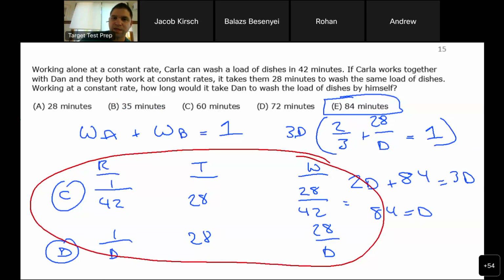And for Carla, when it says she can load dishes in 42 minutes, that's implying she can do one job in 42 minutes. Again, rate is work over time, work being the value of 1, 42 being the time it takes her to do the job.